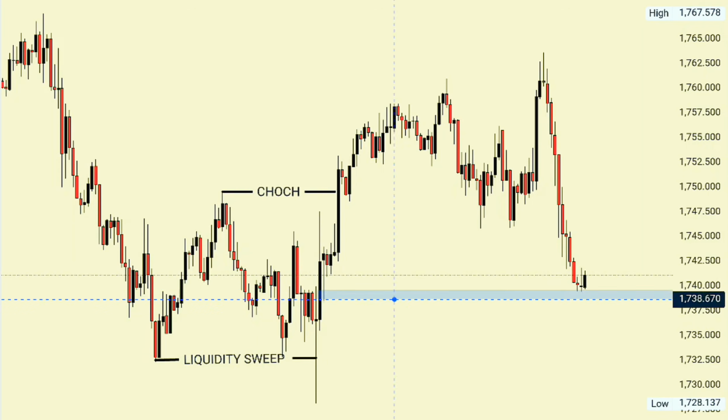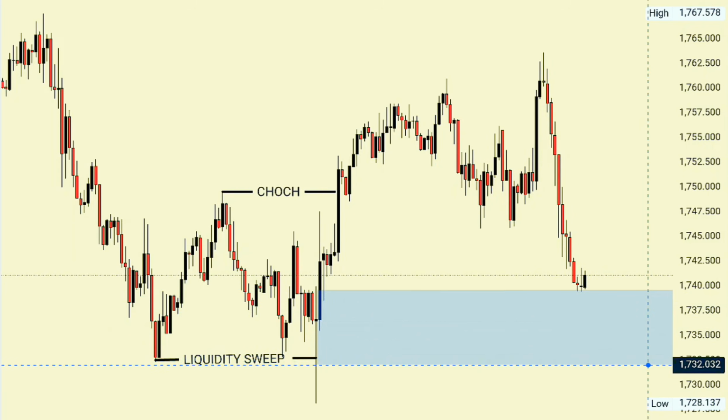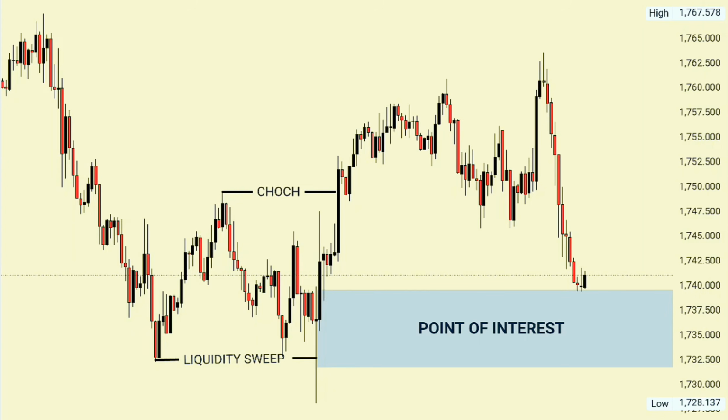Now let us focus on the point of interest highlighted on this chart. A point of interest refers to a price area where institutional participants are likely to have unfilled orders based on previous market activity. These zones are not chosen randomly. They are formed where price previously moved with strong displacement, indicating smart money involvement.